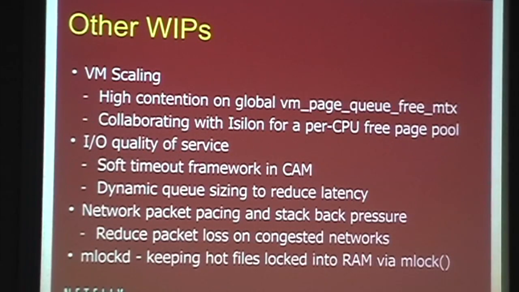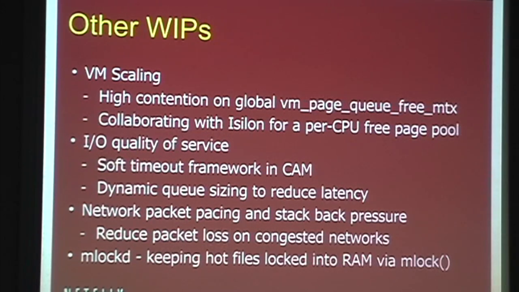Other things that we're working on, one of the big bottlenecks in the system is still the VM, even though we've tamed the page daemon. Just the free page list is a global lock and is a bottleneck for us, especially as we add more CPUs in the system. Right now we're an 8 CPU system. We're evaluating and starting to deploy 12 CPU systems. That only makes the scalability in the VM worse.